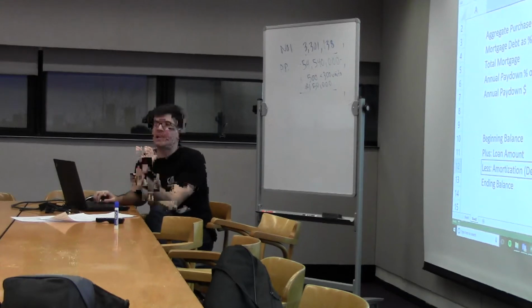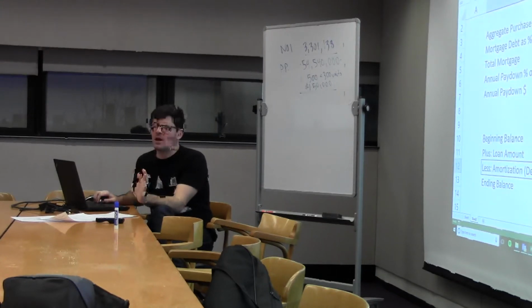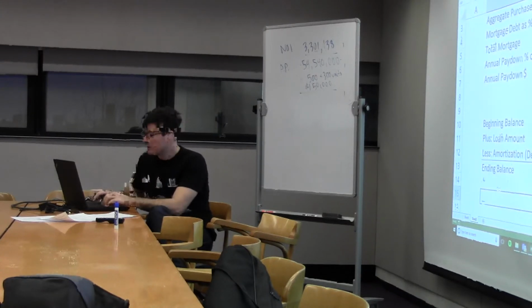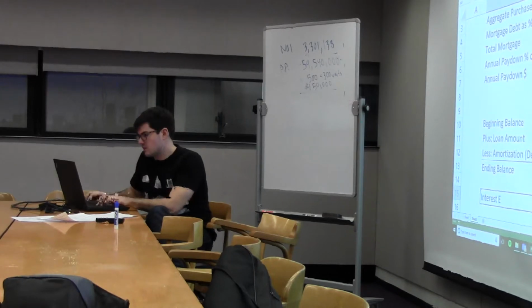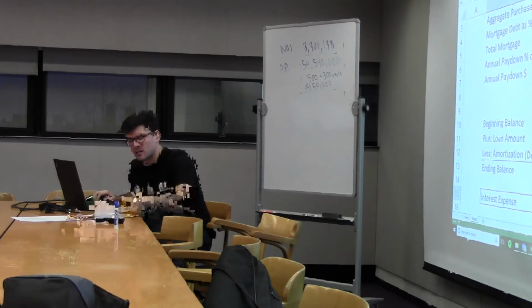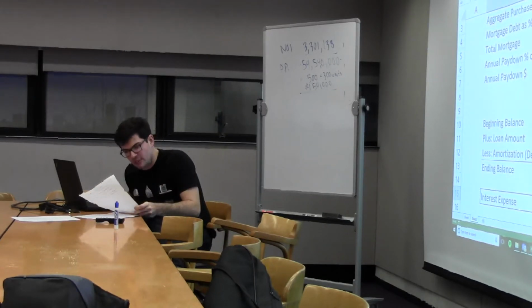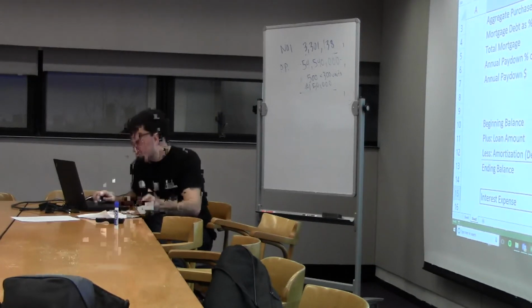This is not an expense. This is just cash pay down of the debt. The interest expense is what we recognize on the income statement below NOI. And in this case, what do we say? Our interest expense interest rate on annual debt is 6%.